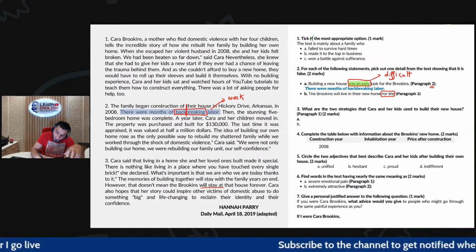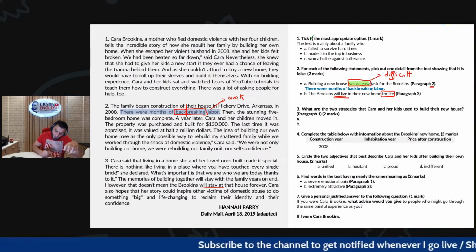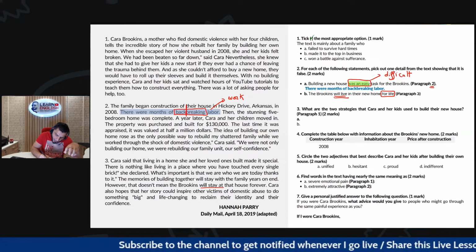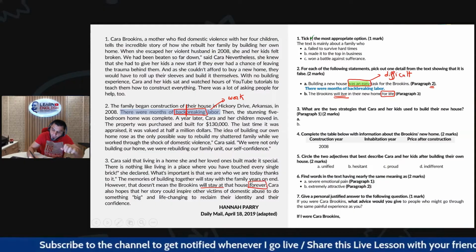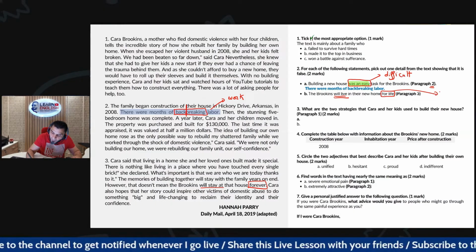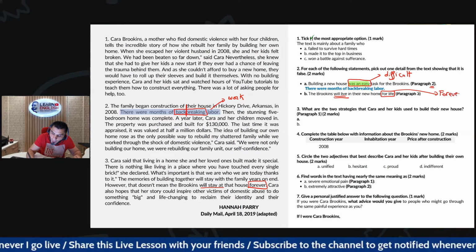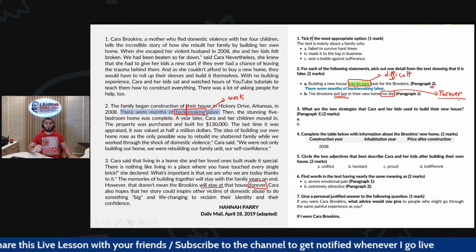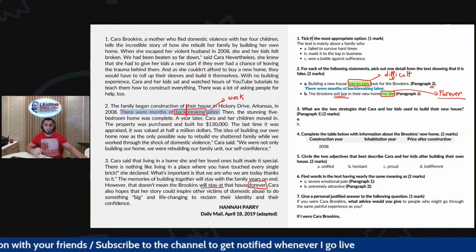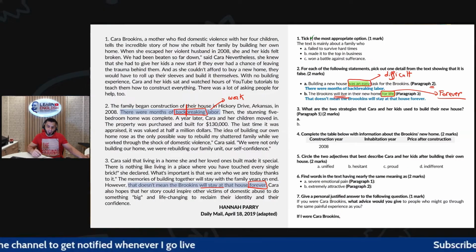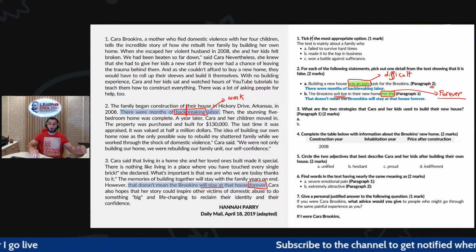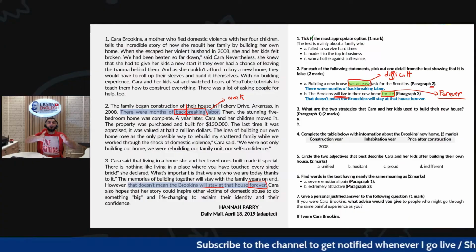So you see, they will live at that house forever, for life. So what does for life mean? It means forever. So you see, this is my justification. That doesn't mean that the Brookens will stay at that house forever. So you see, I have just given the right answer.